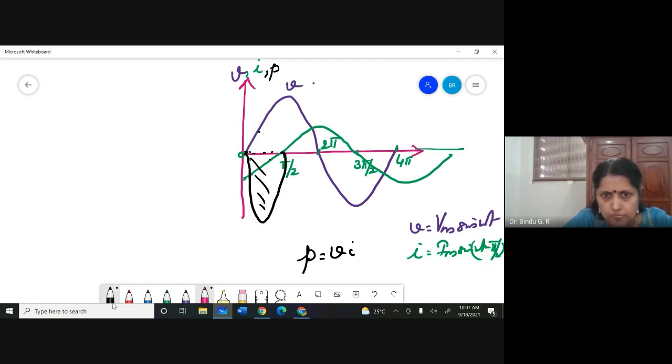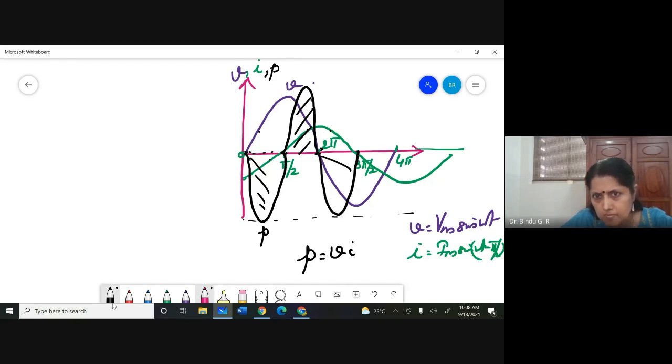Okay, this is P. From pi by 2 to 2 pi, both voltage and current are positive. So I have a positive power. From 2 pi to 3 pi by 2, current is negative, voltage is positive, which means again I will have a negative power. From 3 pi by 2 to 4 pi, both voltage and current are negative, so I will have a positive power.